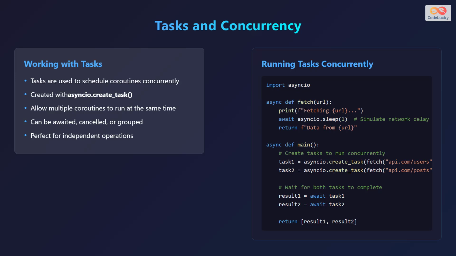Here is the code that shows how to run tasks concurrently. First, import the asyncio module. Define a coroutine fetch that simulates fetching data from a given URL with a 1-second delay. Then define a main coroutine that creates 2 tasks, task1 and task2, using asyncio.create_task, each calling the fetch coroutine with different URLs. The results are awaited and returned as a list.